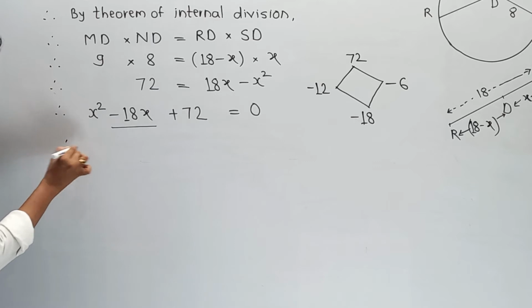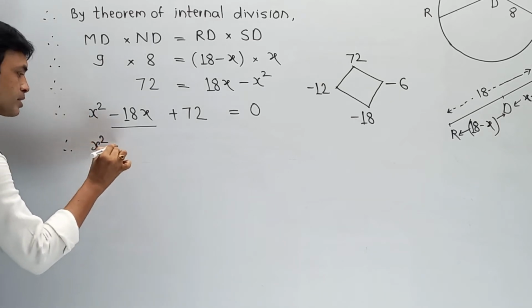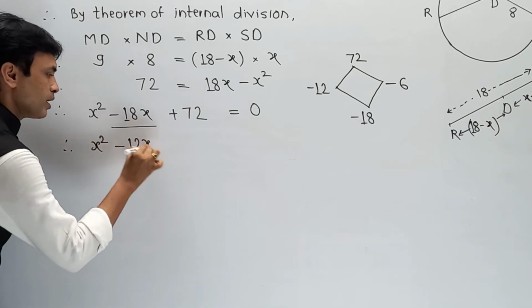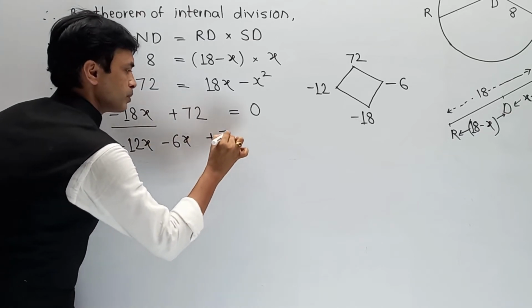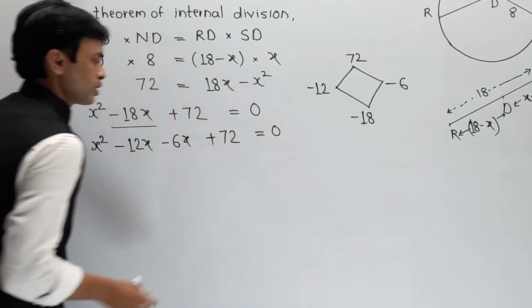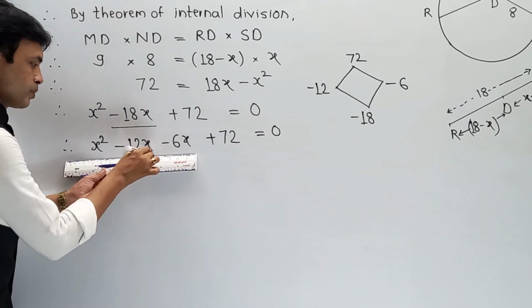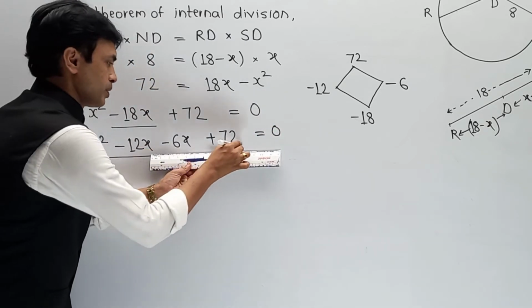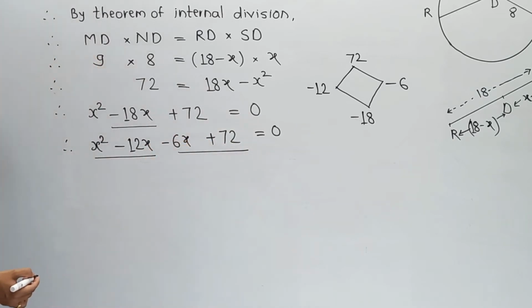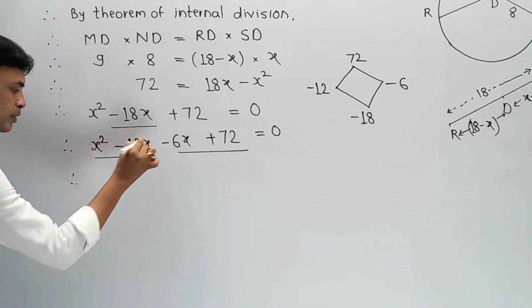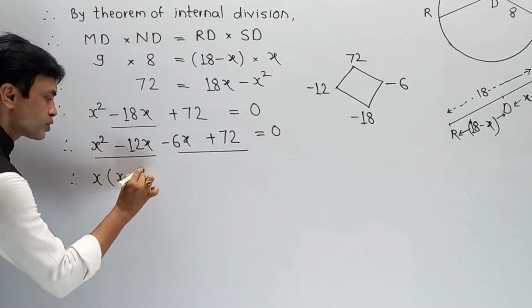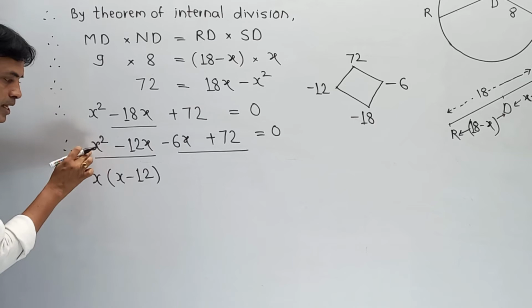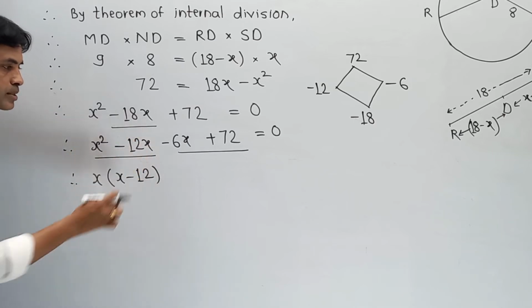And the part is here: x square minus 12x minus 6x plus 72 is equal to 0. Now, first rule and second rule. Taking x as common over here, x into bracket x minus 12. Cross check it: x into x is x square, x into minus 12 is minus 12x.